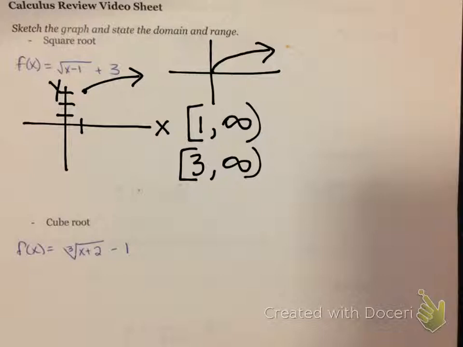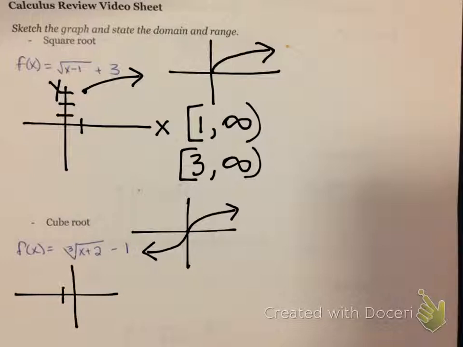Next, cube root. Our basic cube root sketch increases to the right, decreases to the left. So again, if I want to sketch this, x plus 2 would move me left 2. Minus 1, so now the center would be at negative 2, negative 1. Same basic shape. Because it goes in both directions, both the domain and range are negative infinity to infinity.